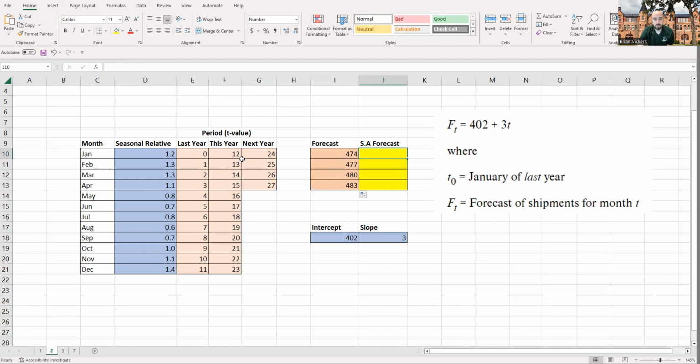Now the last step is to adjust January, February, March, and April by the seasonal relatives that I've established by looking at all the historical data I had available to me. So to do that, I just take equals the forecasted amount and multiply it by the relative, and I'm going to adjust it by a little bit. A lot of it there. And then I'm done. And that's that problem. That's how to apply a seasonal relative.